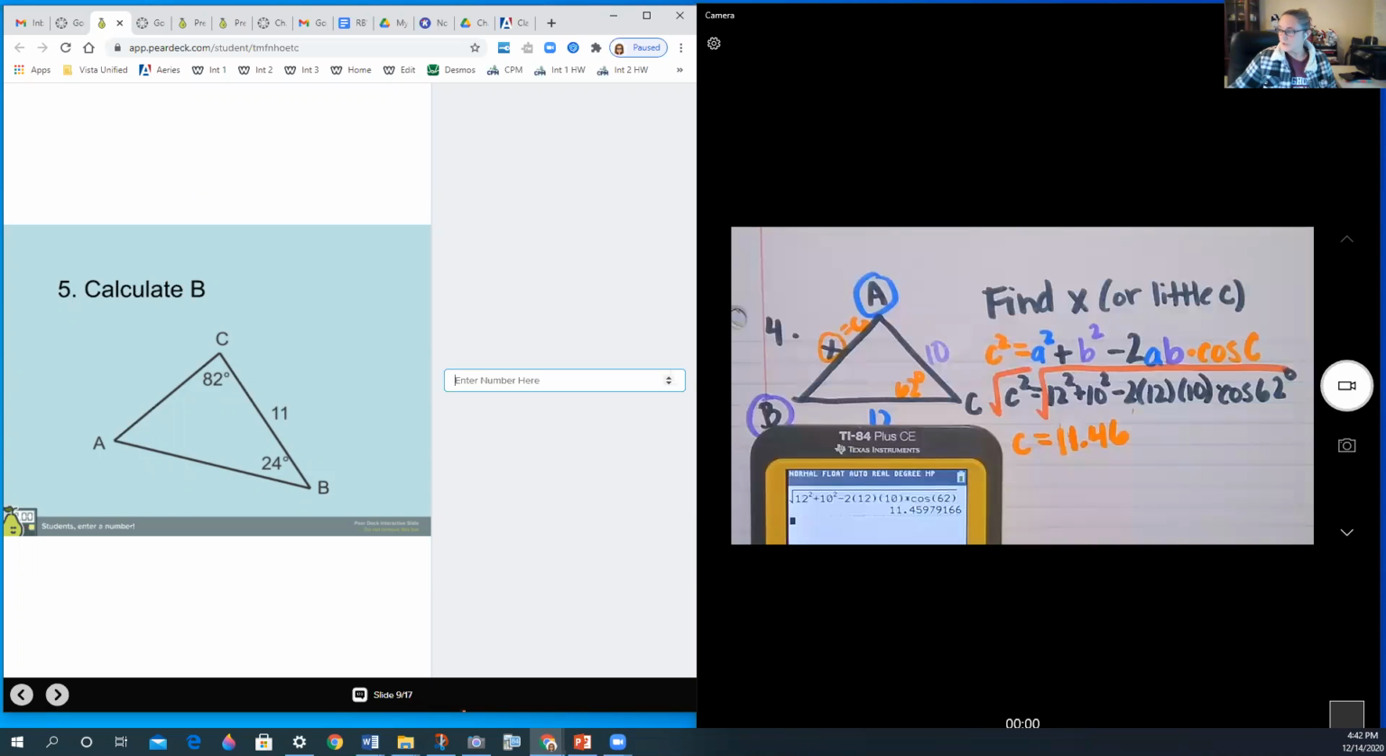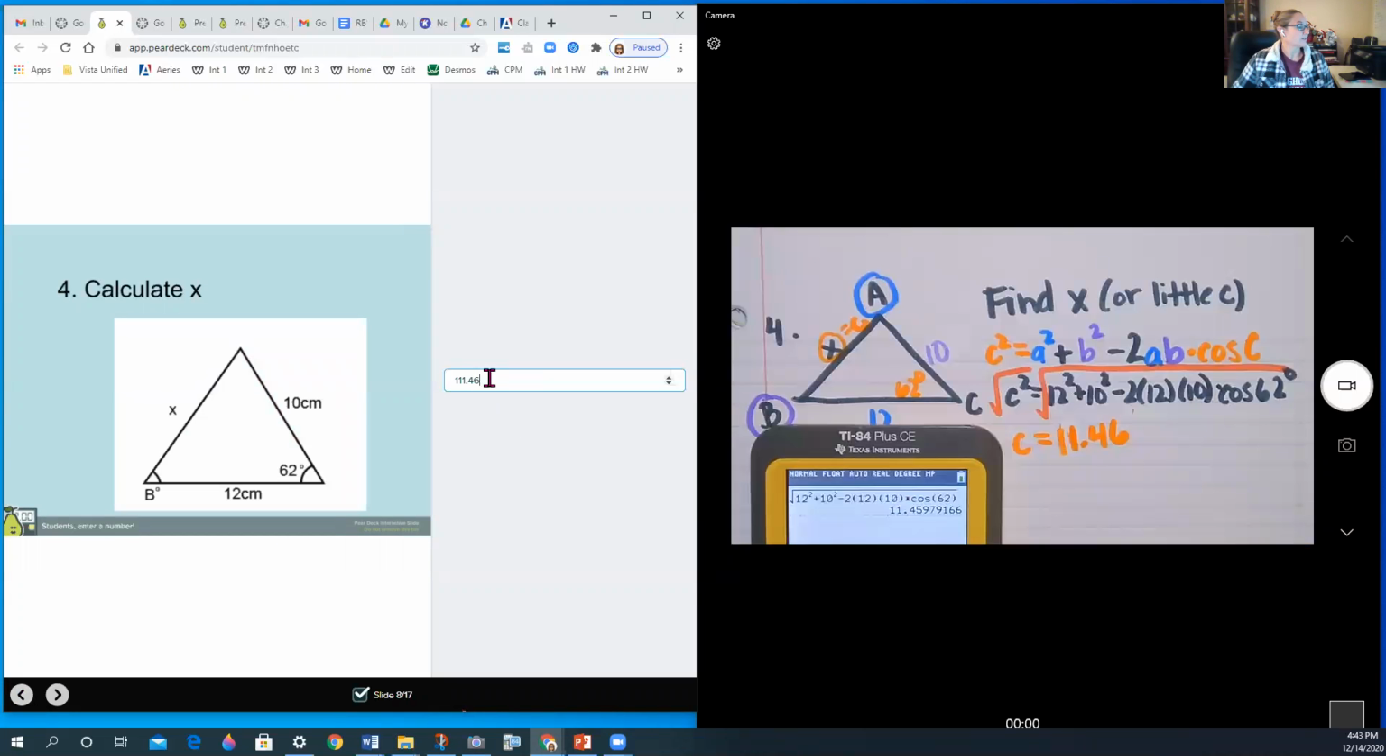So for this, again, c squared is equal to a squared plus b squared minus 2ab times cosine c, using that formula, plugged in my values for a squared, b squared, minus 2ab cosine c, put it into my calculator, and I got 11.46 for little c. Okay, so 11.46 is that answer.